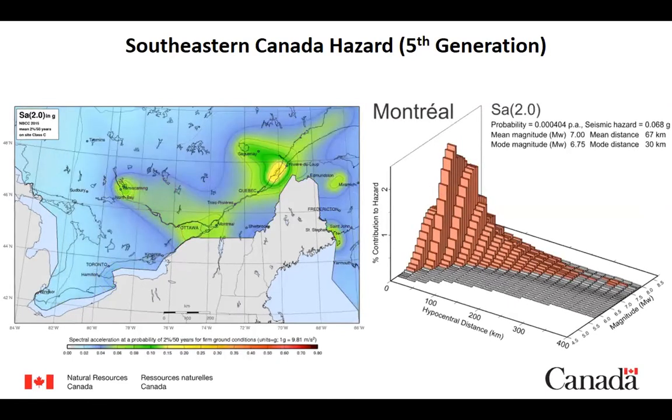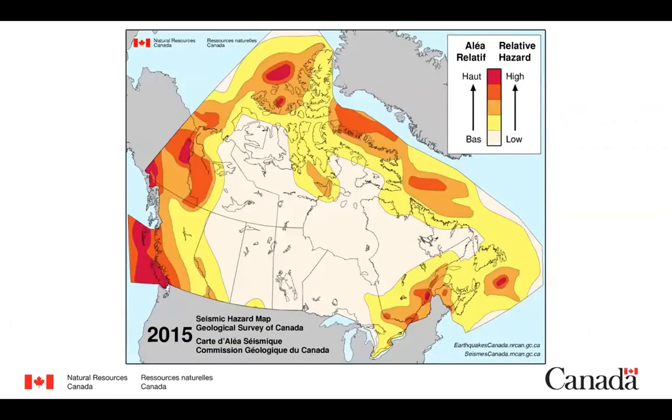And this is the same thing just for another spectral acceleration. In the building code, we do this for a range of periods because different buildings react to different periods. And so we try to assess the seismic hazard for all of these different periods. So we do all of that. And then at the end of it, one of the things we like to do is to come up with a relative map to depict what is the relative hazard in Eastern and all of Canada.